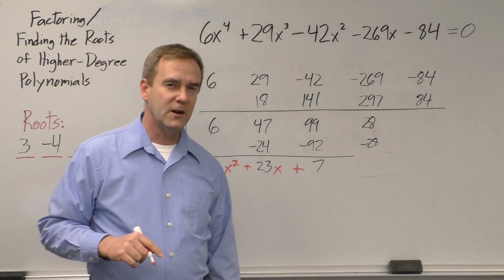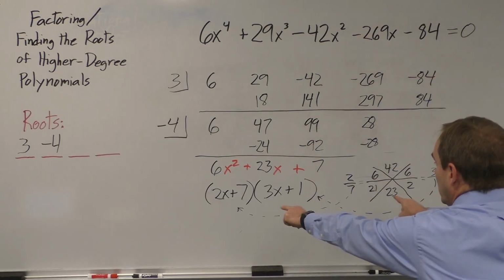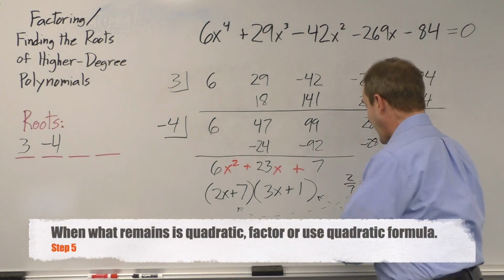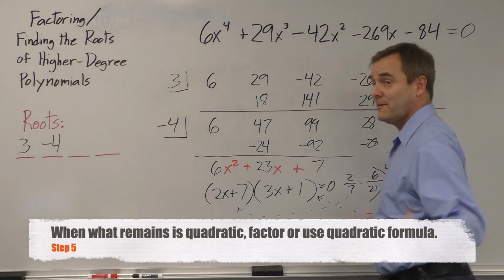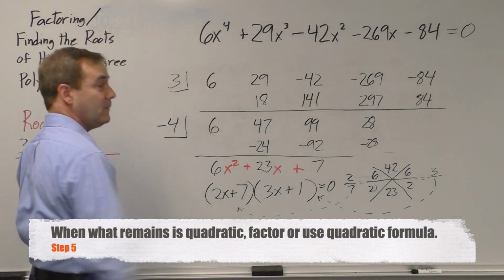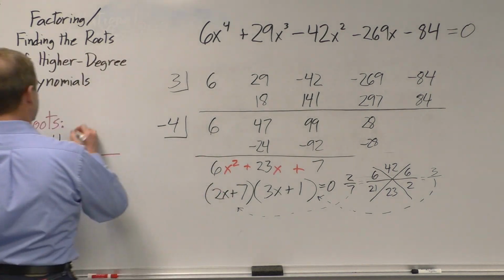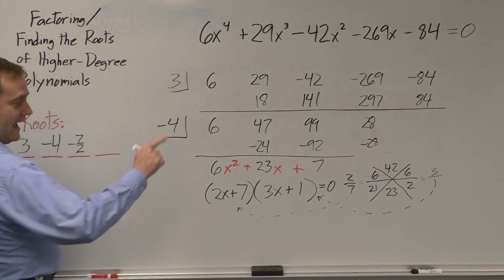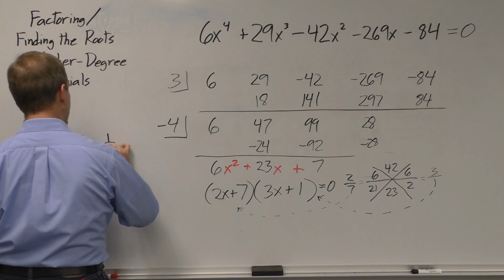Will the star method get it apart for me now? Yes, it will. And it found me my remaining two factors. And since I have the remaining two factors, and those are equal to 0, just like the original polynomial was, the zero products property says I found my other two answers. 2x plus 7 equals 0 would solve to make -7/2 as one of my roots. And 3x plus 1 equals 0 would solve to -1/3.